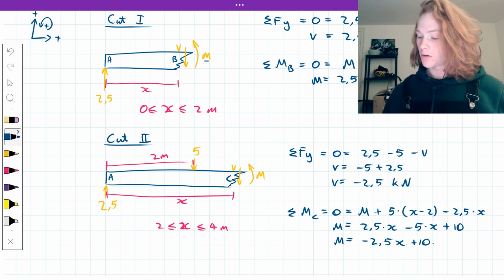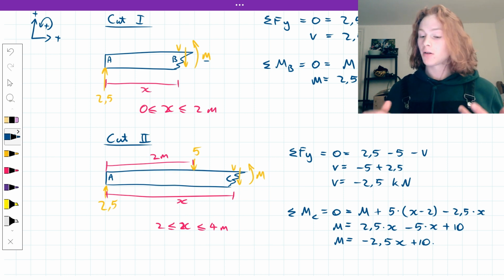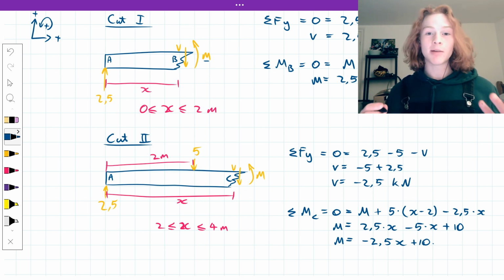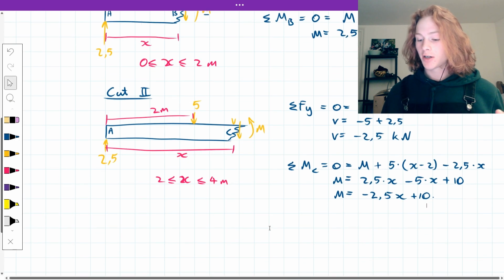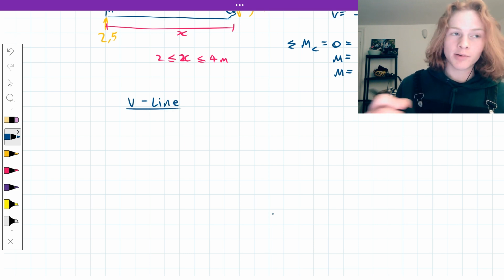Okay. Now we have a bunch of equations. What do we do with them? Well, this is where the diagram that I've been referring to comes in, because that's what we're about to draw. So we'll begin with the V-line diagram because it's a little bit more straightforward.